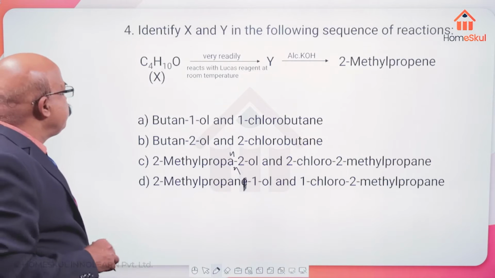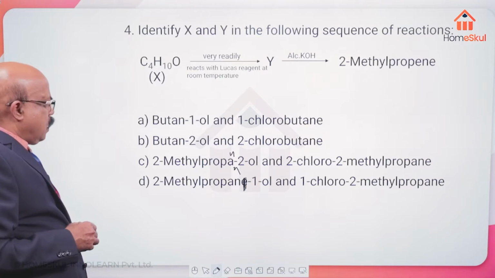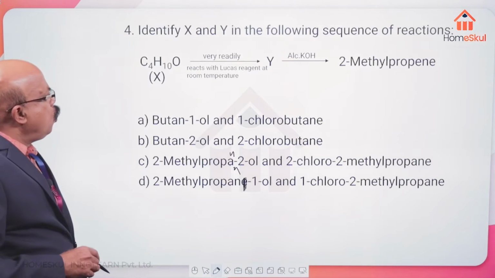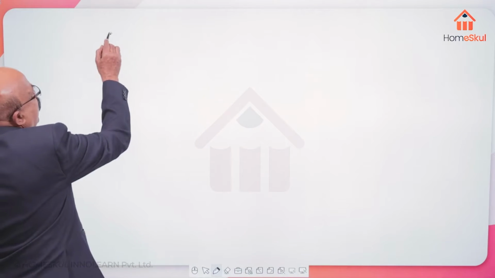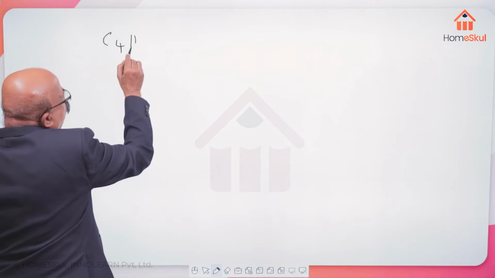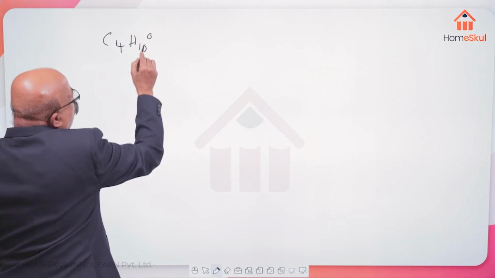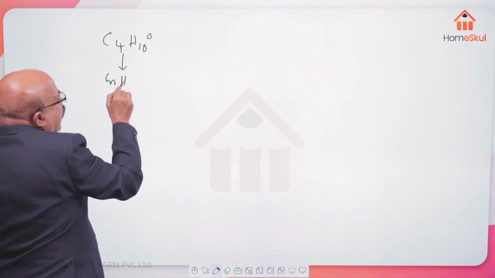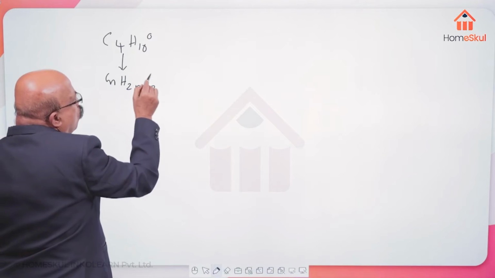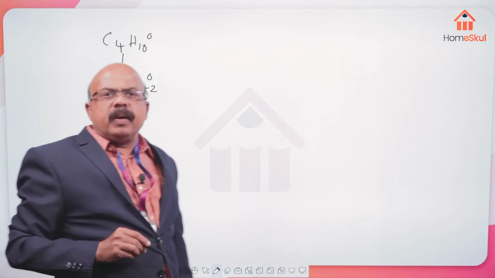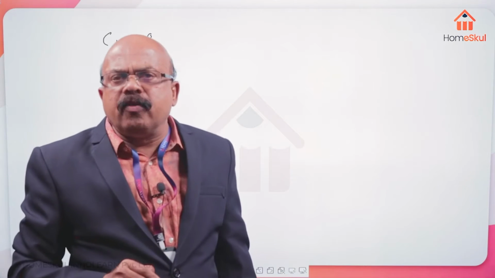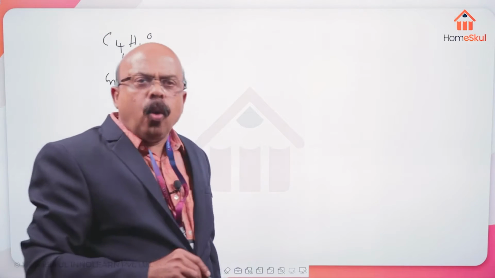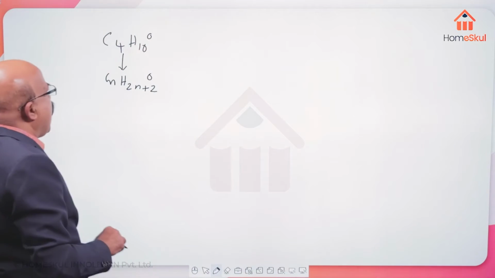Okay, to get the answer, look at C4H10O. It belongs to the general formula CnH2n+2O, which is the general formula of alcohols and ethers. So C4H10O is an alcohol.